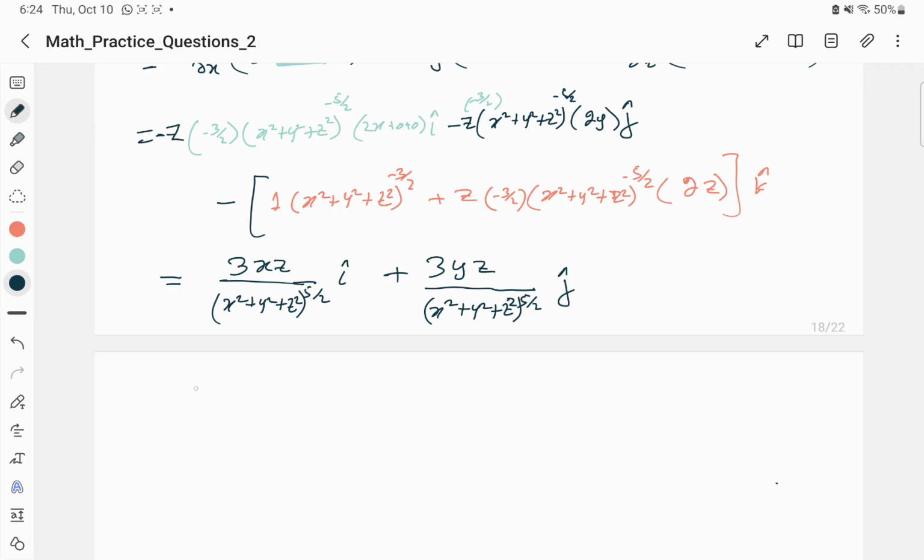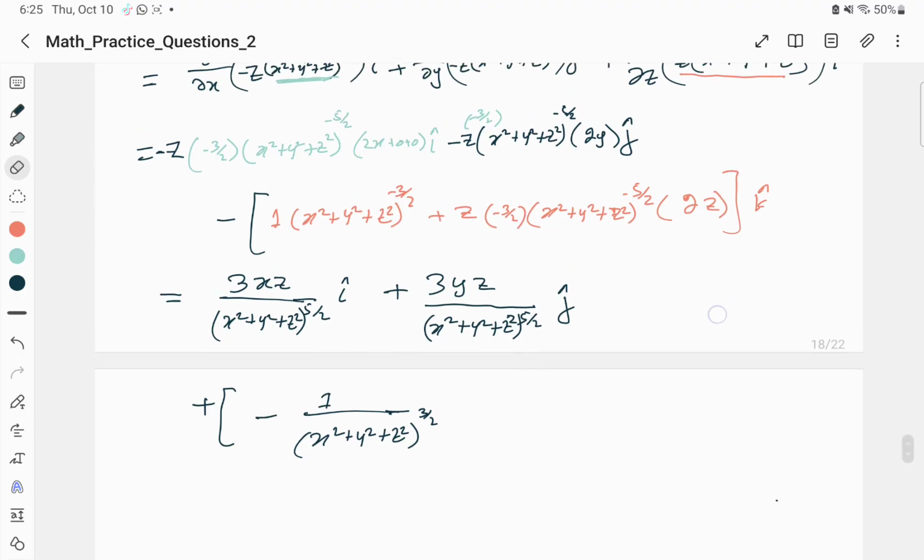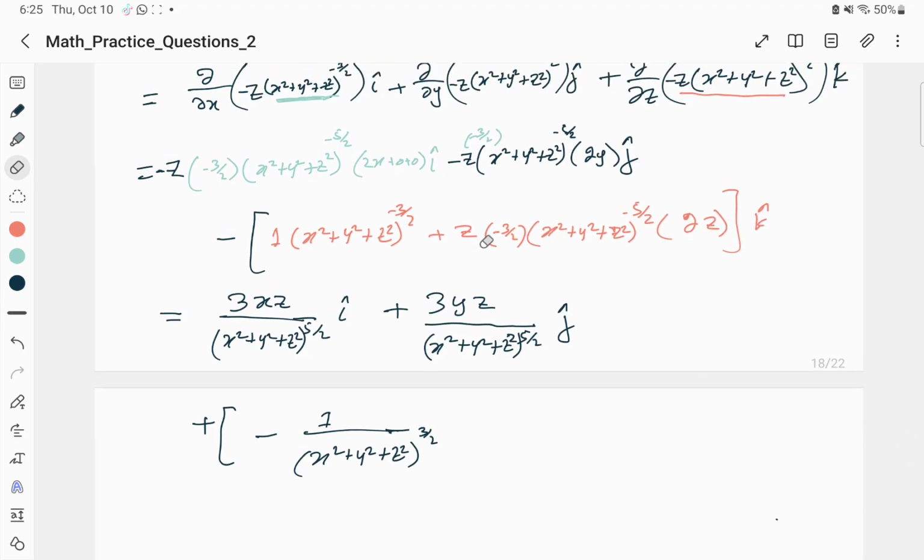So if I take a positive here and I just move this negative inside, it will become negative 1 over x square plus y square plus z square to power positive 3 by 2, and then this 2 is cancelled with the 2 and it is negative 3z, and 2 from here is already cancelled, so negative 3z square, but this is negative outside there, so that will make it positive 3z square, and divided by x square plus y square plus z square to power positive 5 by 2, and this is the k component.